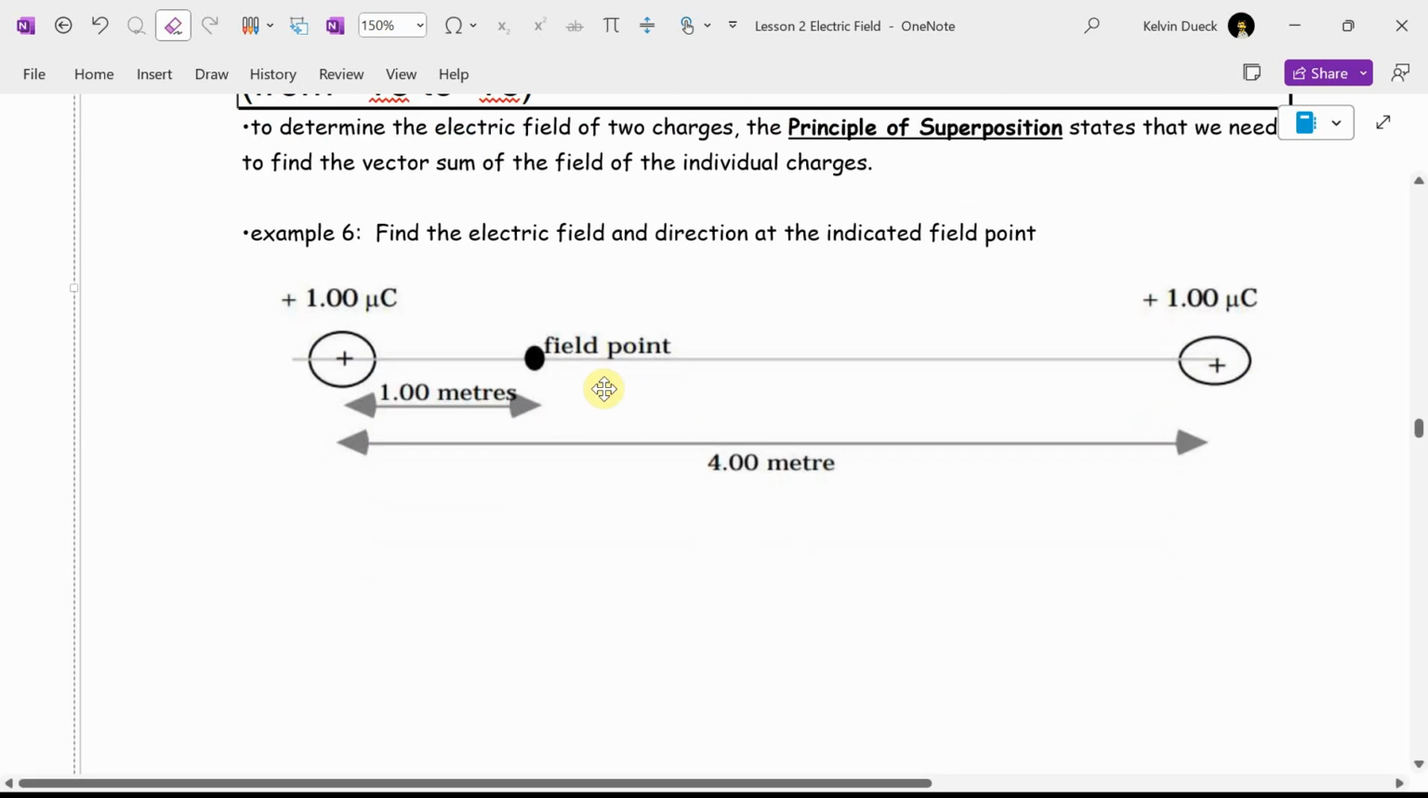I like example 6. I really like example 6.